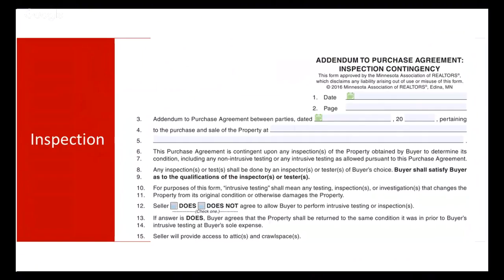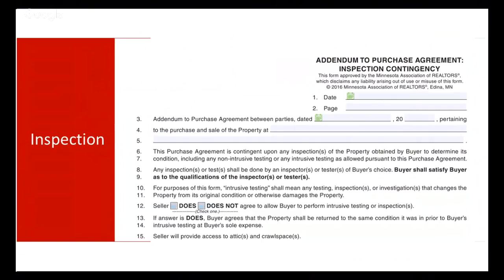For the purpose of this form, intrusive testing shall mean any testing or inspections or investigations that change the property from its original condition or otherwise damage the property. Now, this is very, very important. Basically, we have to decide during our offer if the buyer wants to perform any intrusive testing or not. Again, intrusive testing is something that would change the physical aspects of the property, potentially damage it. And they're going to ask right here for the seller to agree or not agree to allow the buyer to perform intrusive testing, all right? In a standard transaction, in this market, a regular purchase, typically that box that's going to be checked on line 12 is does not, okay?